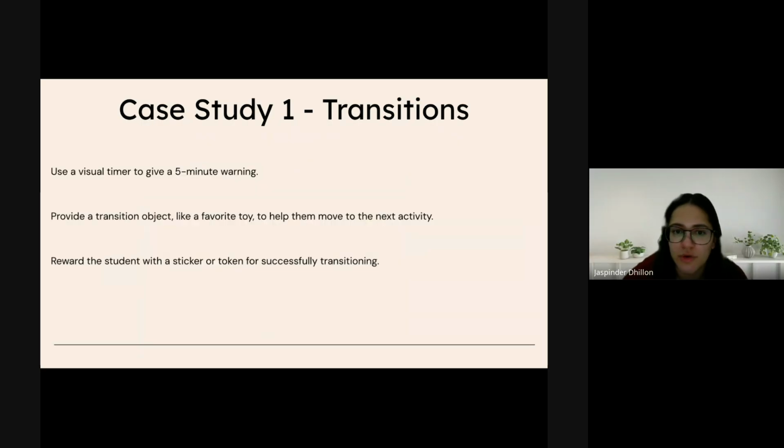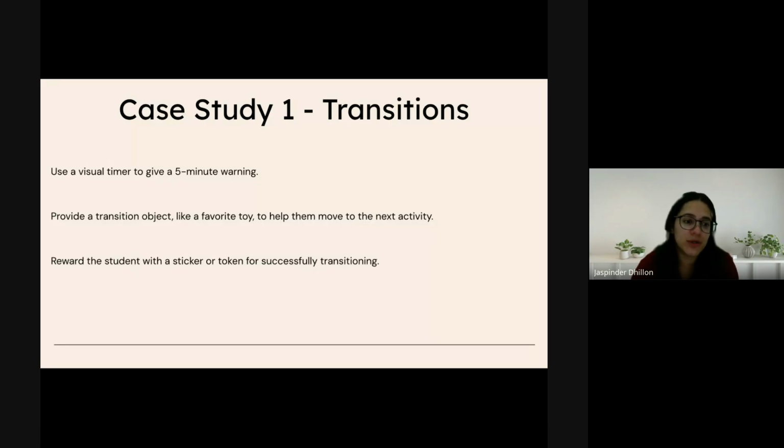Some of the strategies that you could use in this situation are using the visual timer and keeping it within the playground, yes, you said 5 minutes before, the 5-minute warning. You could also provide a transition object to help motivate the child, such as their favorite toy, to help them move on to the next activity. You could also reward the student if they're really struggling with this behavior, for successfully transitioning with either a sticker or token.